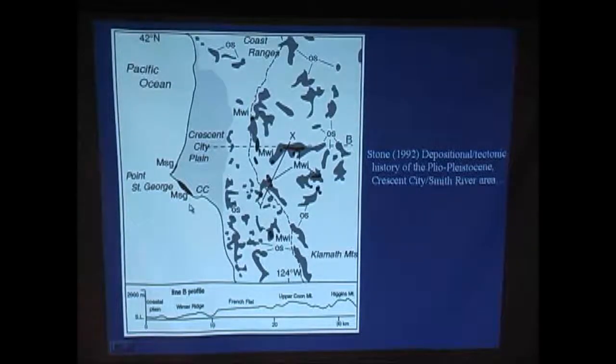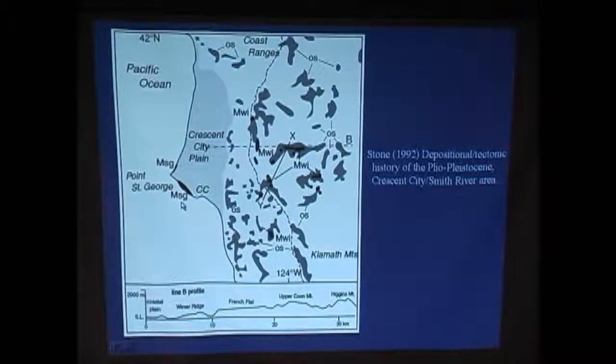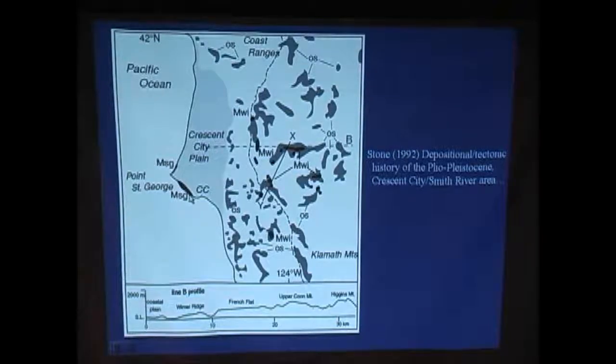Now what's interesting is exposed along the coast at Crescent City is the St. George Formation, MSG, and it's coeval, the same age as the Weimar. It's basically a western extension of the Weimar Formation. It has a different name because it was mapped by different people in the early 1900s, and they just gave it this name St. George after Point St. George.